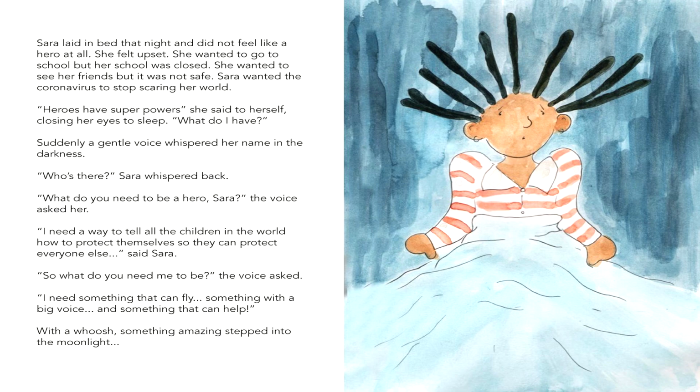What do I have? Suddenly, a gentle voice whispered her name in the darkness. Who's there? Sarah whispered back. What do you need to be a hero, Sarah? The voice asked her. I need a way to tell all the children in the world how to protect themselves so they can protect everyone else, said Sarah. So what do you need me to be? The voice asked. I need something that can fly, something with a big voice, and something that can help. With a whoosh, something amazing stepped into the moonlight.